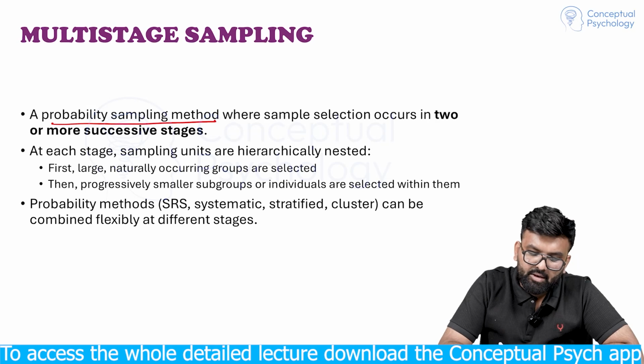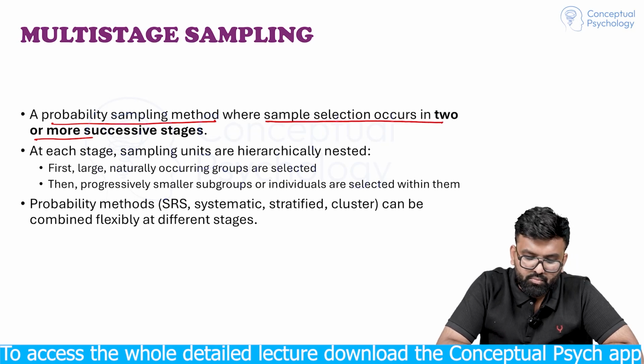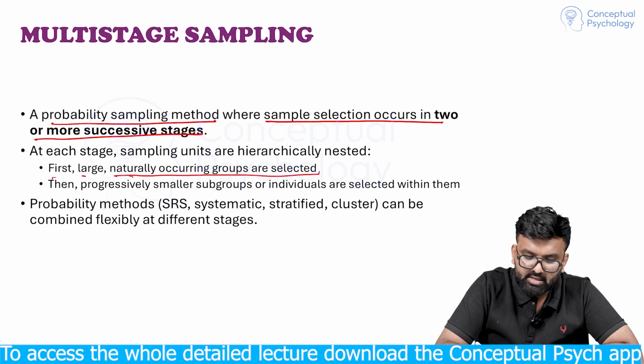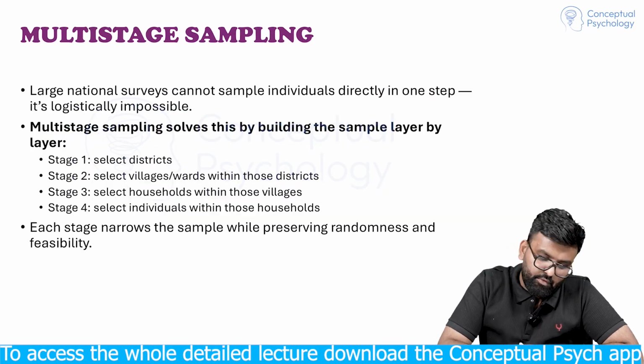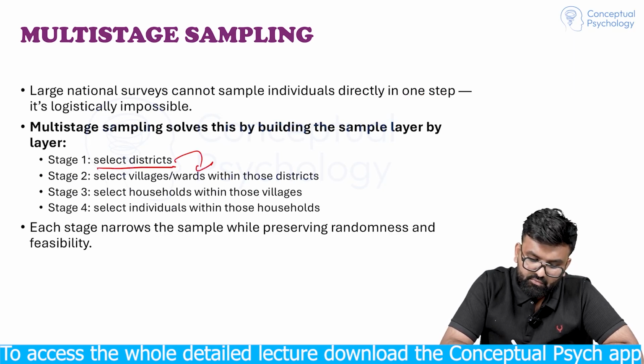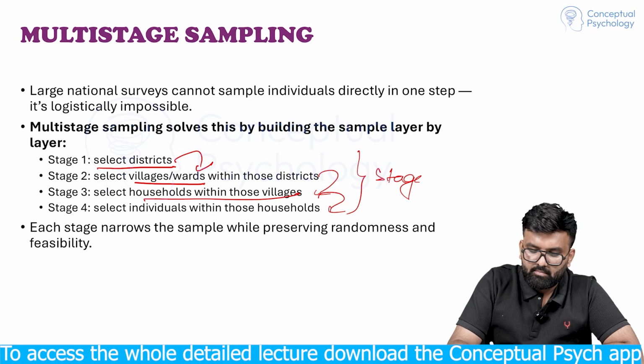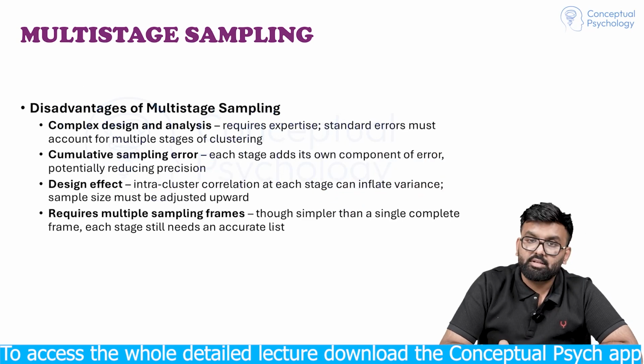A probability sampling method in which sample selection occurs in two or more successive stages. First, large naturally occurring groups are selected. Then progressively smaller subgroups or individuals are selected within them. For example, multistage sampling solves this by building the sample layer by layer. We select the district, then villages or wards within them, then households, and then individuals. There are multiple stages. We have studied all this in our previous lecture.